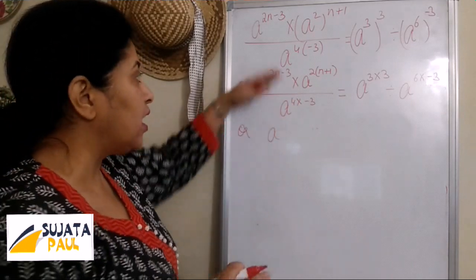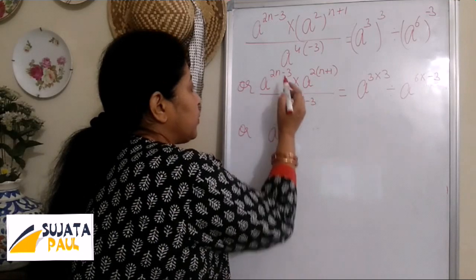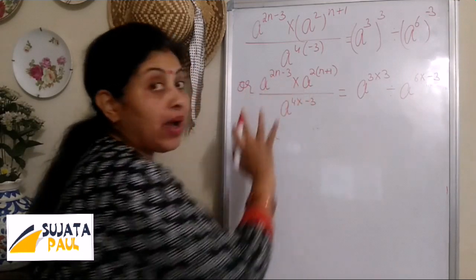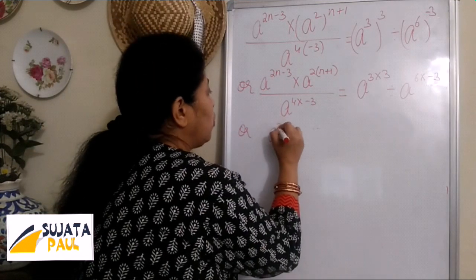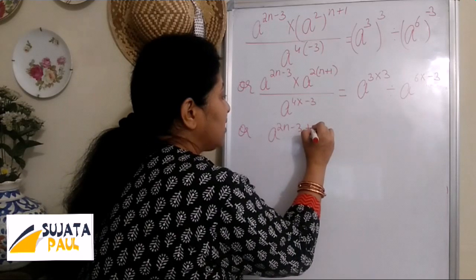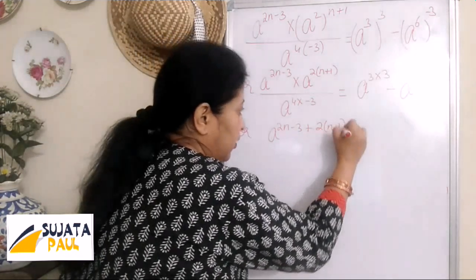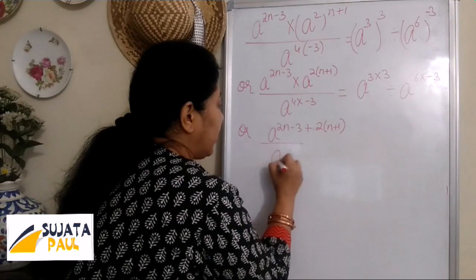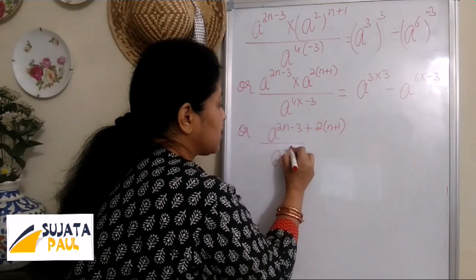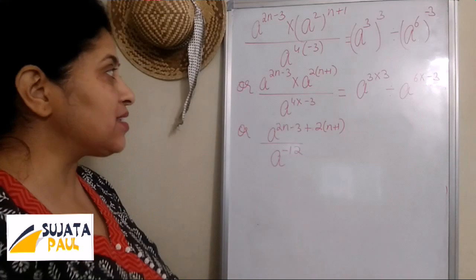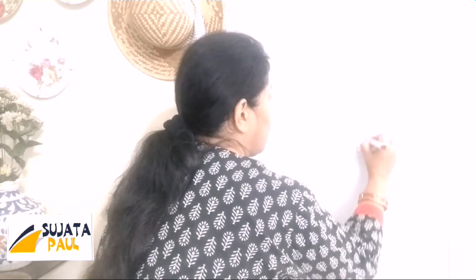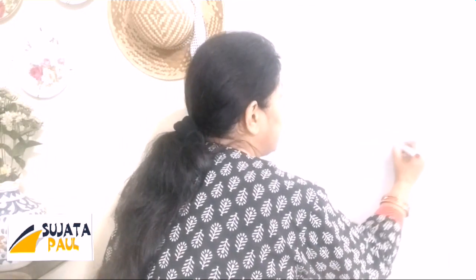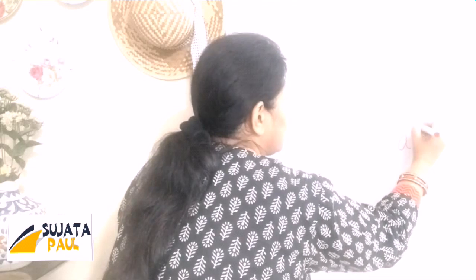So I can't really do anything much here. But here what I'll do is, I will add this. This is now my product law, right? That means the powers will be added. So 2n minus 3 plus 2 into n plus 1. We'll sort this out in a little while. Upon a raised to the power of minus 4 3s are 12, because the sign is plus and minus, so plus into minus is minus, is equal to a raised to the power of 3 3s are 9 divided by a raised to the power of 6 3s are 18, plus into minus is minus.